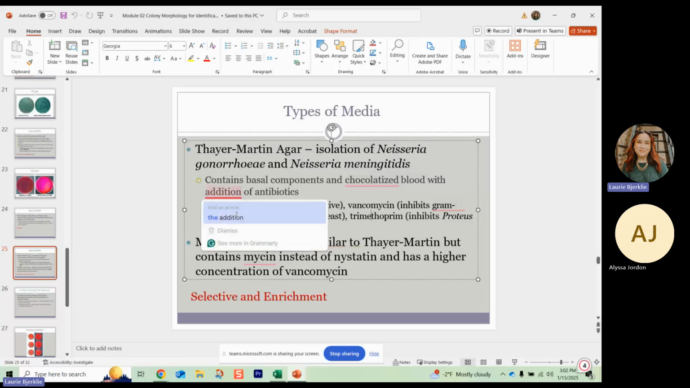So Thayer Martin, you need to know the purpose of it, what it's growing, the categories it's in, and the four antibiotics it has and what they inhibit.